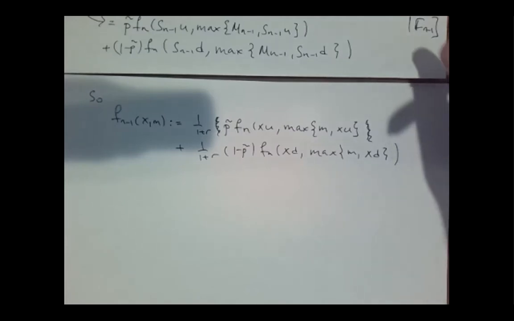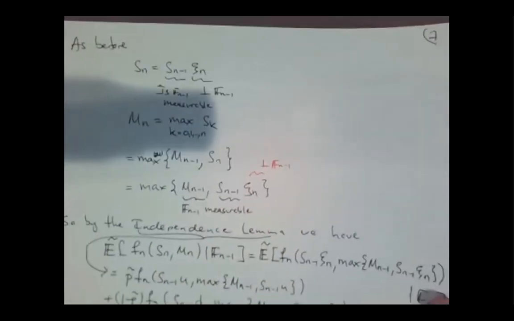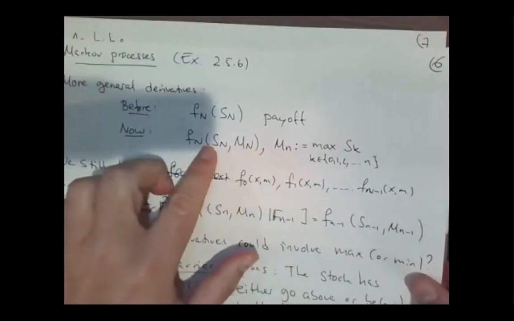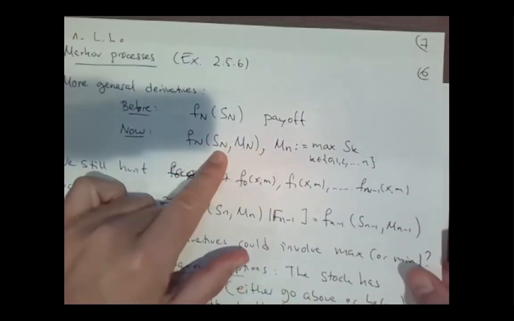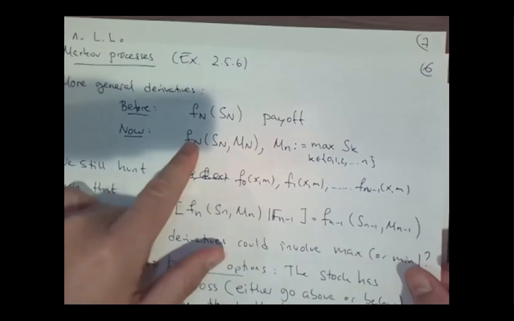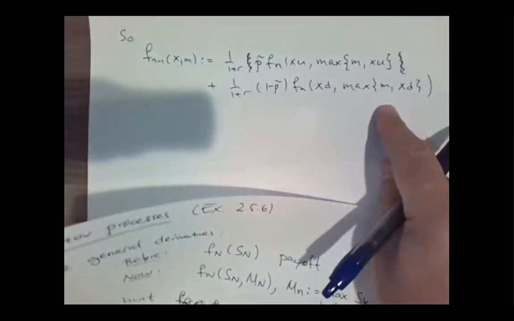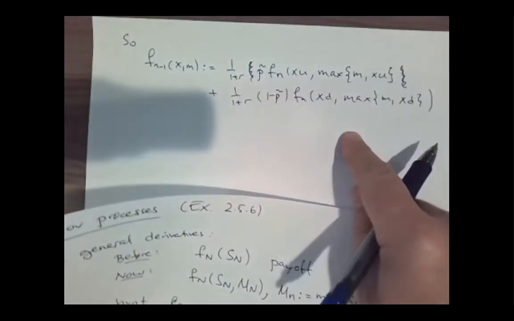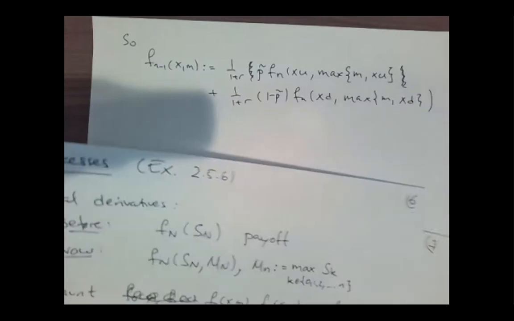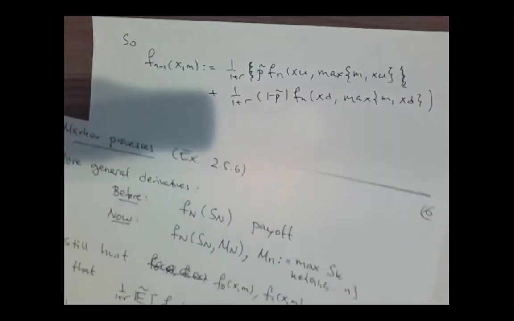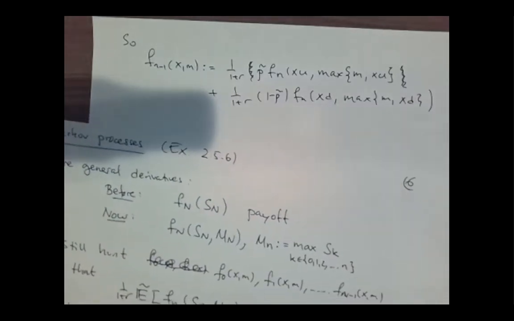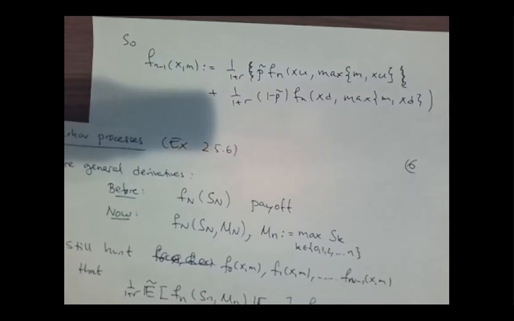So given a payoff function now of 2 variables, the stock and the running max, you're given a function here that depends upon both of them, and then you iterate backwards. You're going to get this string of functions, and then you go all the way back to time 0, get f of 0, x comma m, and that's going to be your initial wealth.